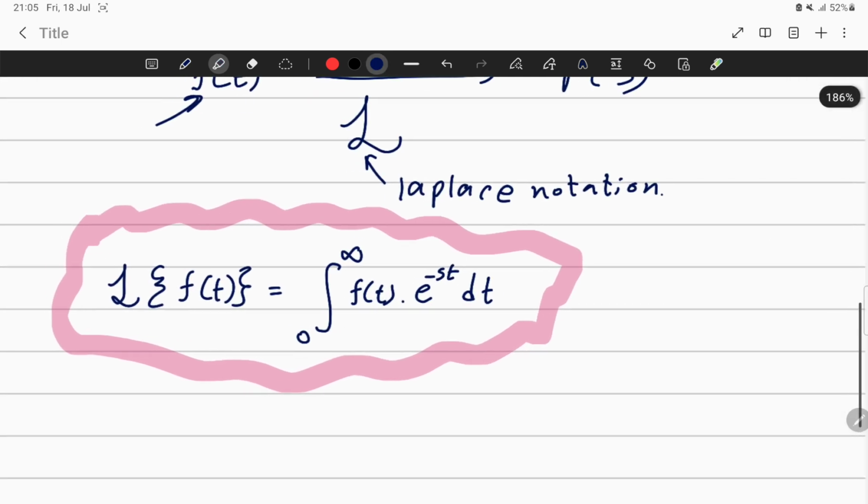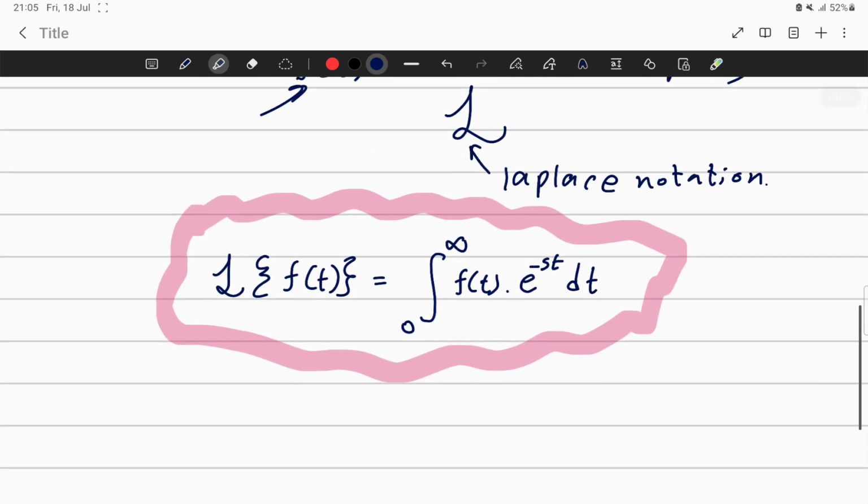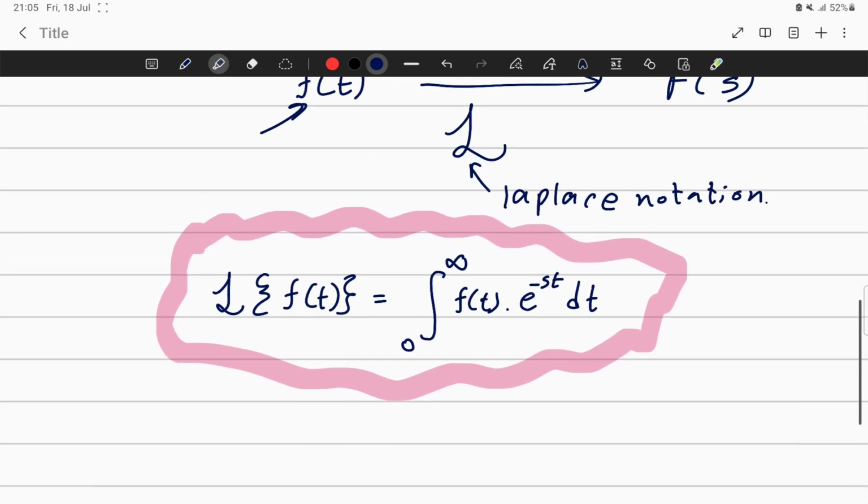Yeah, that is basically the introduction. So in the next video we will talk about proving some properties.